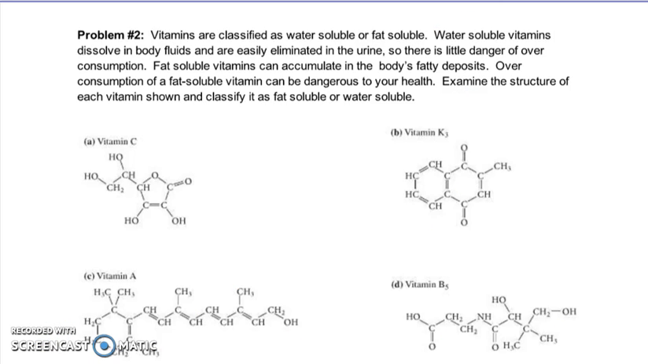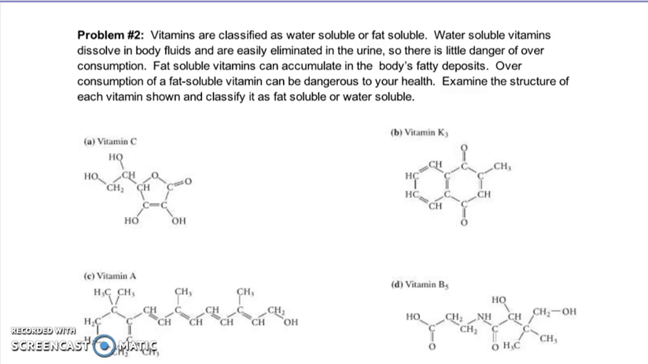So this is a very, very important concept here with our vitamins. Vitamins are classified as water-soluble or fat-soluble. Fats, as you know, are nonpolar. So water-soluble vitamins dissolve in body fluids and can easily be eliminated in the urine, so there's little danger of overconsumption. Fat-soluble vitamins can accumulate in the body's fatty deposits. Overconsumption of fat-soluble vitamins can be dangerous to your health.